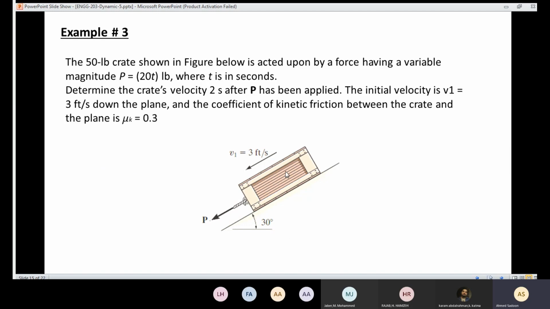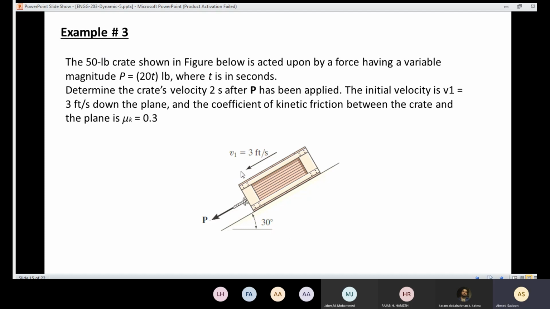Example 3: we have a crate, and the weight of that crate is 50 pounds. You need to remember this here. They give us the weight, not the mass. So in order to use the mass, you need to divide by the acceleration. And when you are dealing with US customary units, you need to divide by 32.2 feet per second squared. So take care of that point.